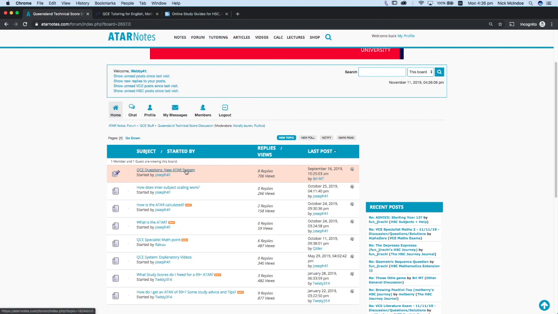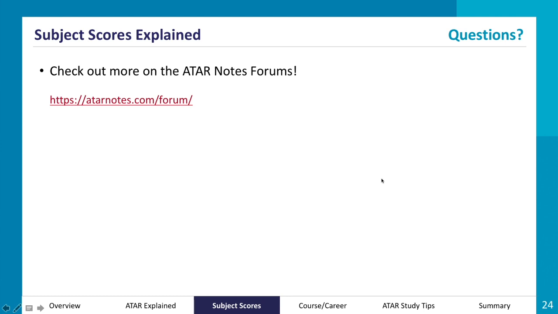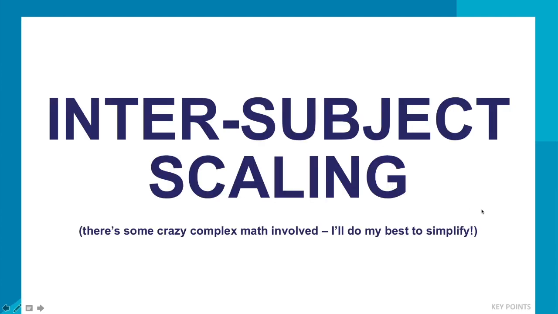But we also have a questions section as well, where you can do the same thing and clarify anything that we've gone through today, or in fact, just anything at all that you're curious about the new ATAR system. So with that in mind, let's go on to inter-subject scaling.